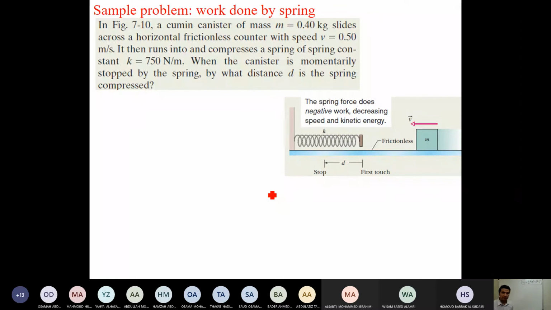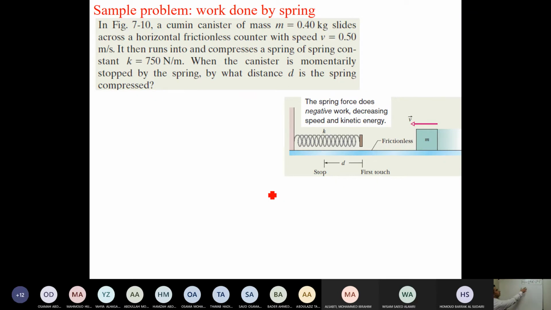Okay, in this problem here, a cumin canister of mass 0.4 kilograms slides across a horizontal frictionless counter with the speed 0.5 meter per second. It then runs into and compresses a spring of spring constant k 750 Newton per meter. When the canister is momentarily stopped by the spring, by what distance d is the spring compressed?